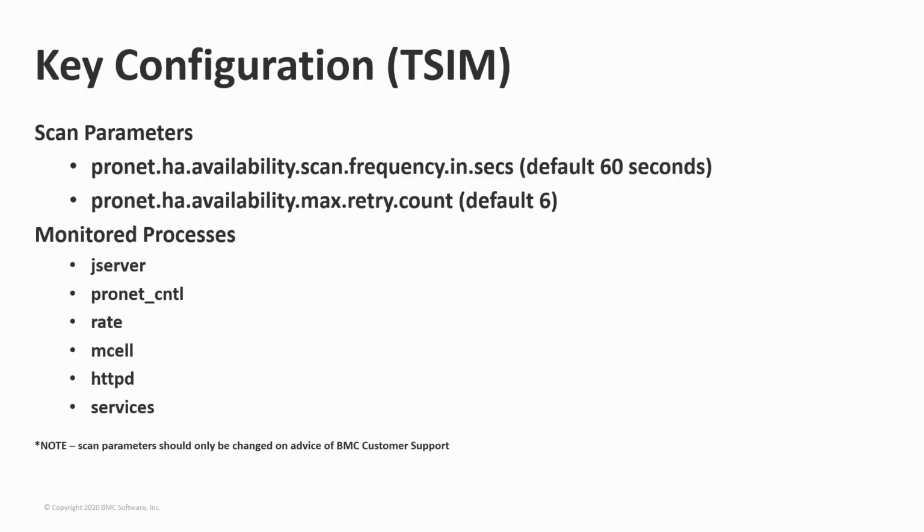If a process is found to be unavailable, the scan is retried the number of times for the second parameter, which has a default of 6. This will prevent failover if there has been a temporary blip with a process on a scan cycle. If the process is still unavailable after the first parameter multiplied by the second parameter, then failover will occur. In certain situations, it may be necessary to change these parameters to prevent inadvertent failover, but this should only be made on the advice of BMC customer support.